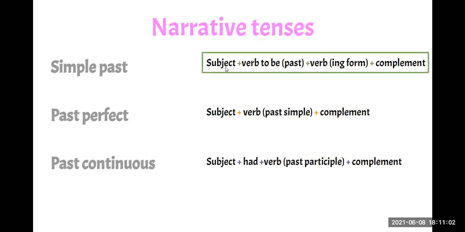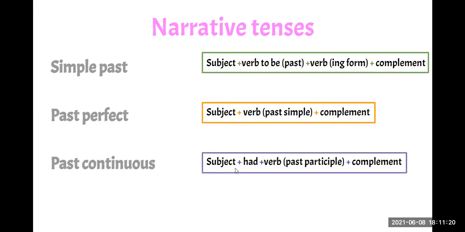The first one says subject, verb to be in the past, the verb in the ing form, and the complement of the sentence. Here we have the second one, subject, verb in the simple past, and the complement. And the third, subject, had, verb in the past simple, and the complement. Now I want you to help me match these tenses with the correct structure. For example, the simple past. Which is the structure that we use for the simple past? What do you think?